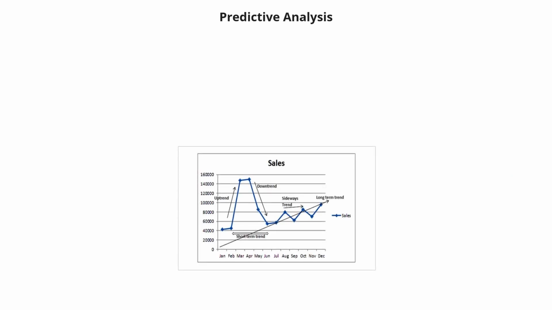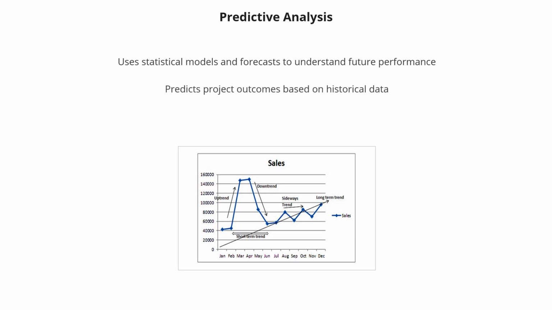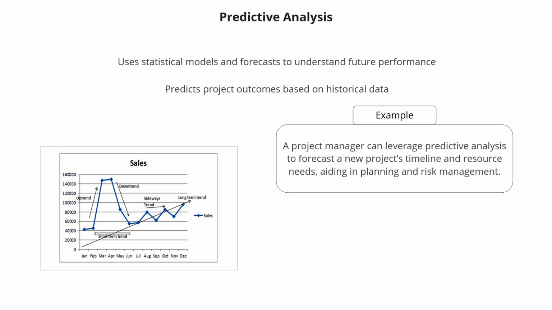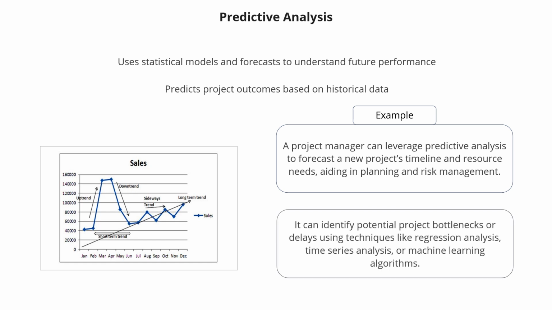Predictive analysis uses statistical models and forecasts to understand future performance. It's often used in project management to predict project outcomes based on historical data. For example, a project manager can leverage predictive analysis to forecast a new project's timeline and resource needs, aiding in planning and risk management. It can also identify potential project bottlenecks or delays using techniques like regression analysis, time series analysis, or machine learning algorithms.